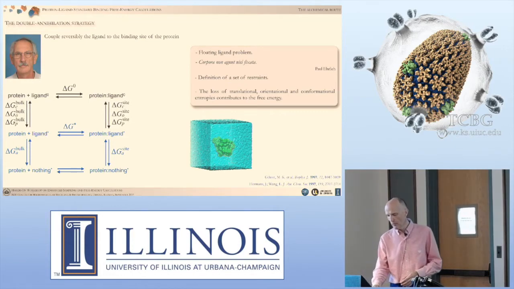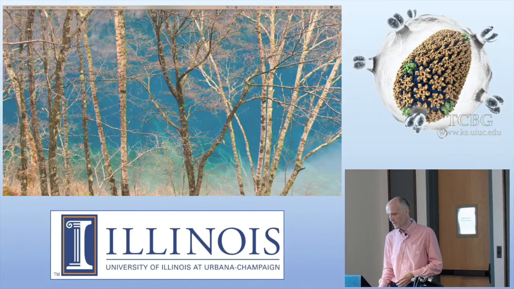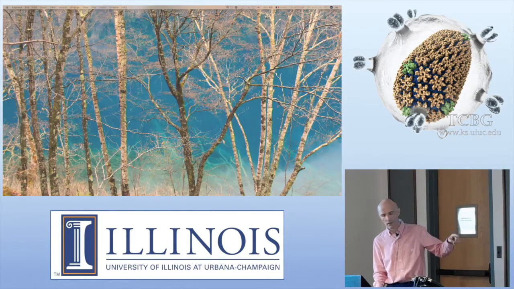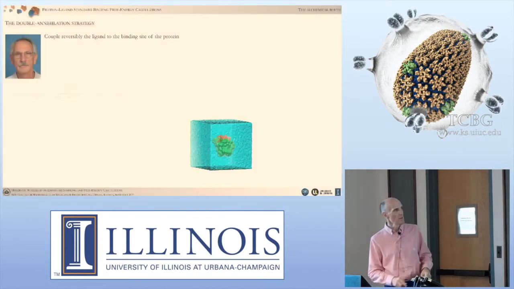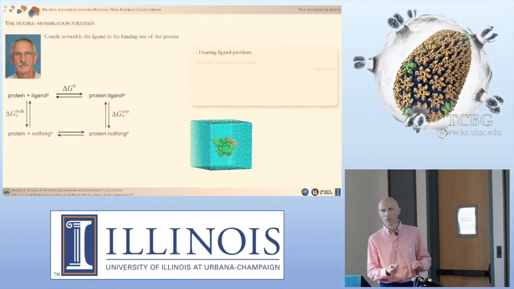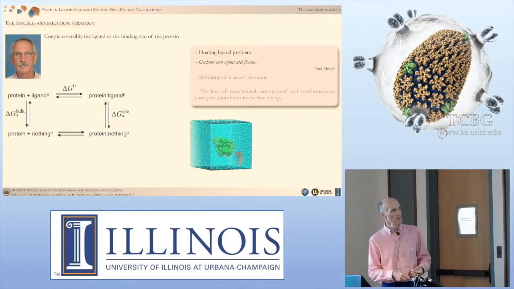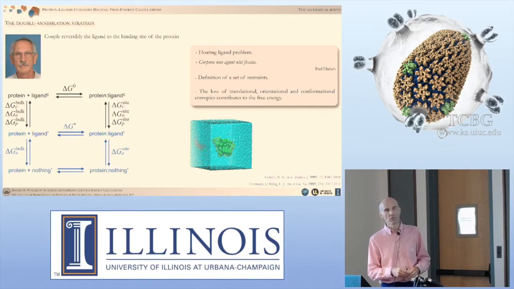Let me replay this slide so that you can see the little cartoon in the lower right corner. So you can see here, I have my ligand, and I'm starting to decouple the interaction of this ligand from the protein. And as you can see here, the ligand, as it's decoupled, moves away. This is what we call the floating ligand problem, or the wandering ligand problem.